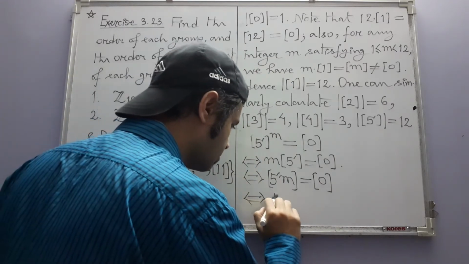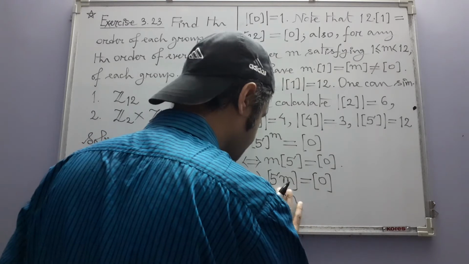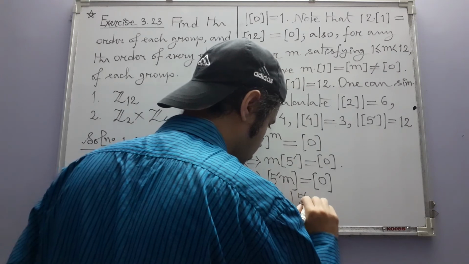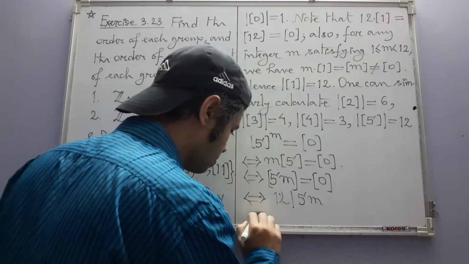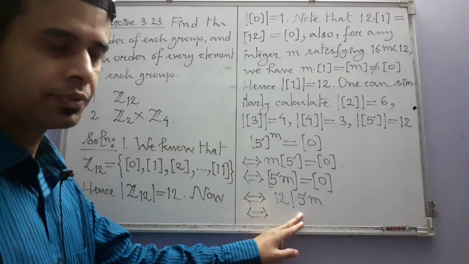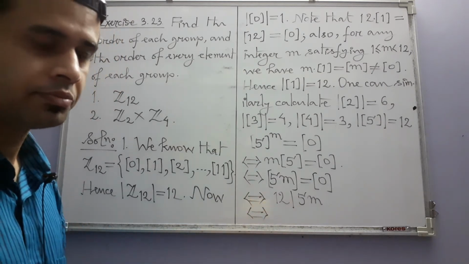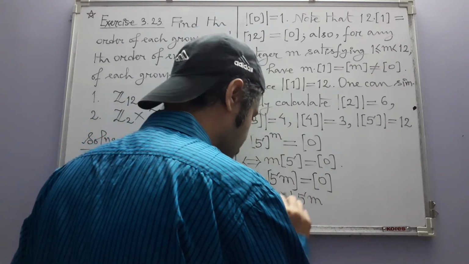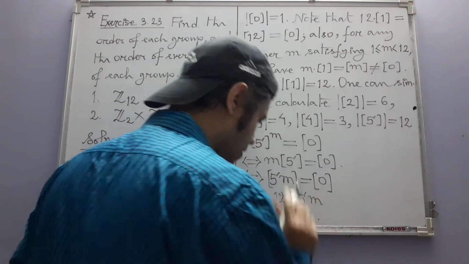If and only if 5m is congruent to 0 mod 12, or if I go one step ahead and write this, okay, so we have this. Now note that 5 is a prime number and it does not divide 12, so 5 and 12 are relatively prime. So by a previous result on divisibility of integers, this would be equivalent to 12 dividing m.